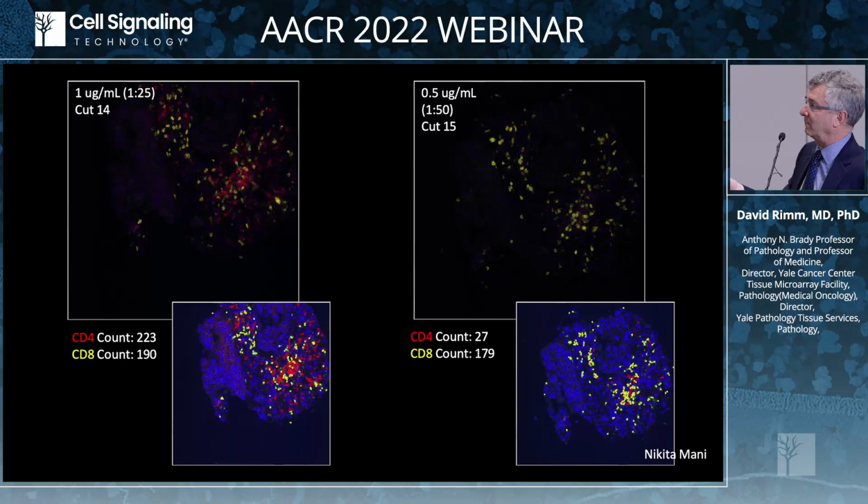This is just a follow-up on that, showing the difference of the CD4 count, as you can see, was the same, but the CD8 count changes by an order of magnitude, even though the concentration of the antibody only changes twofold. Be careful of that.